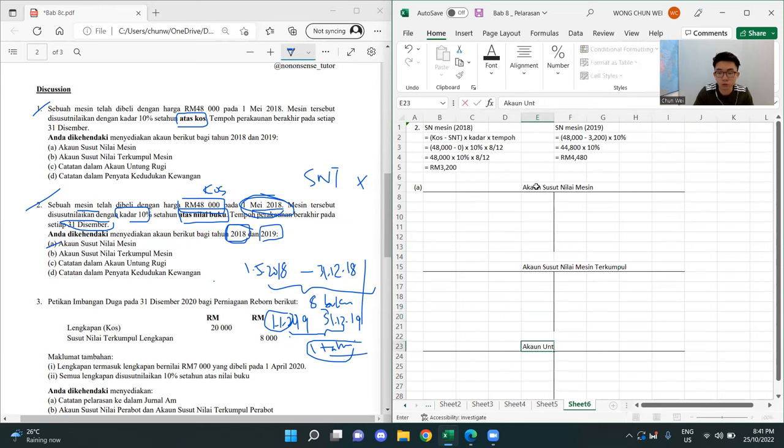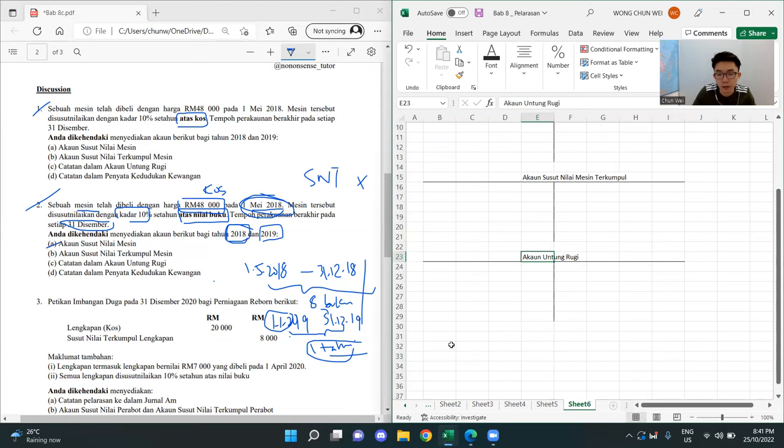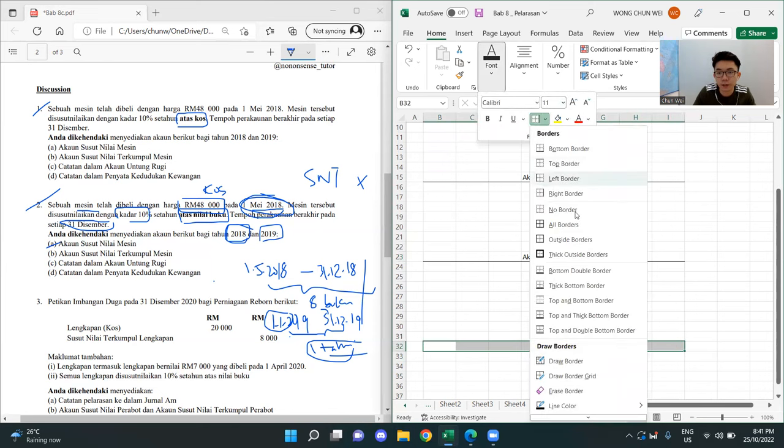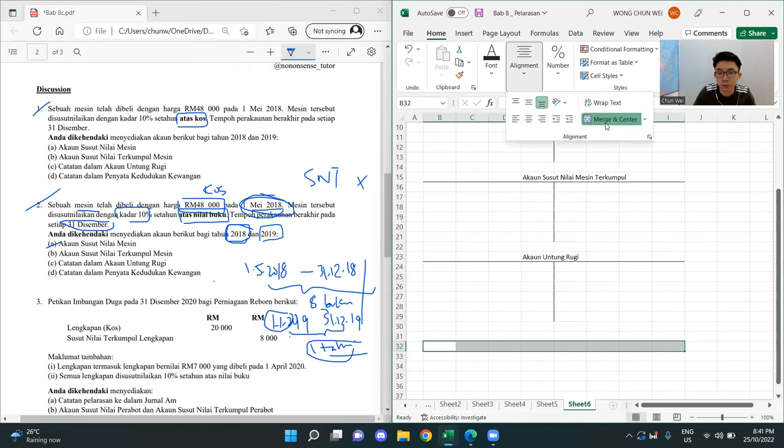Account untung rugi. Okay, this account untung rugi, I do it in T, but the last one is a PKK, right? So as for the PKK, I will do it in the bentuk penyata. Okay, just to show you how it is. Penyata. Penyata kedudukan kewangan.